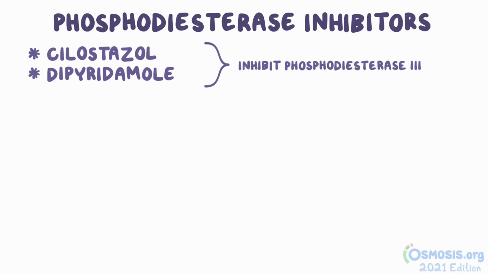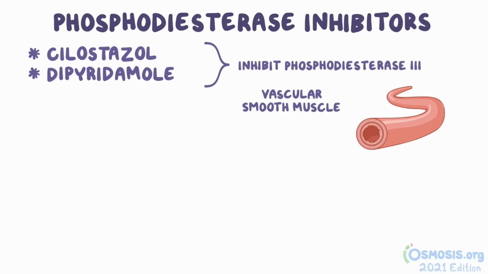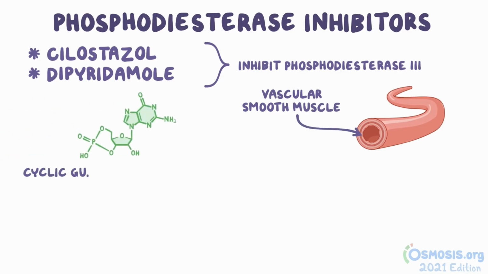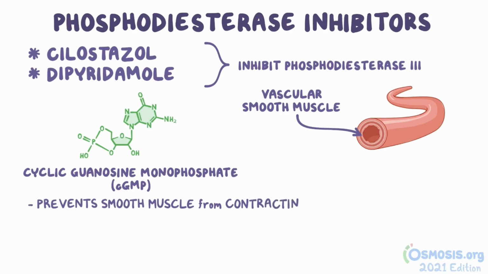Additionally, these medications inhibit phosphodiesterase 3 inside of vascular smooth muscle cells, and inhibit the breakdown of cyclic guanosine monophosphate, or cGMP. Increased levels of cGMP inside prevents the smooth muscle cells and vessels from contracting, which results in vasodilation.